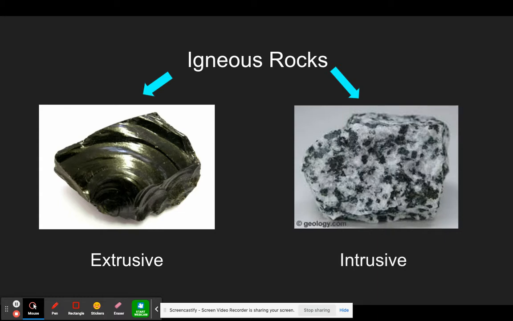And here's why they have those names. Extrusive comes from the prefix ex, meaning the exterior. Think about the exterior of your house. That means the outside of your house. And extrusive rock cools down on the surface of the earth. It cools down extrusively on the outside, basically.